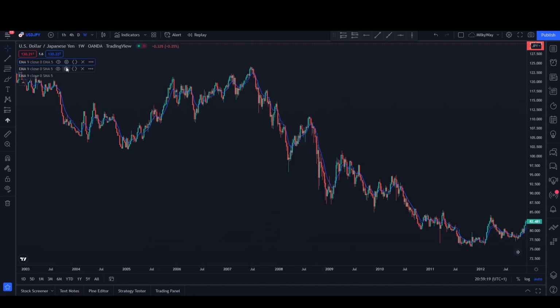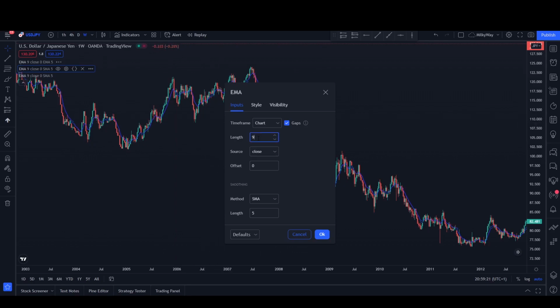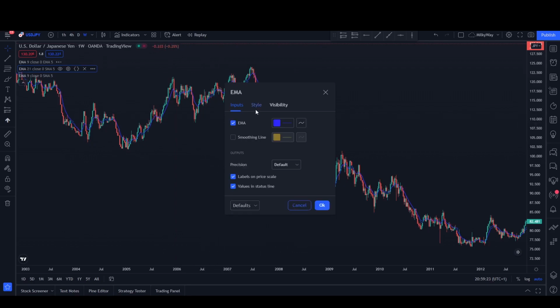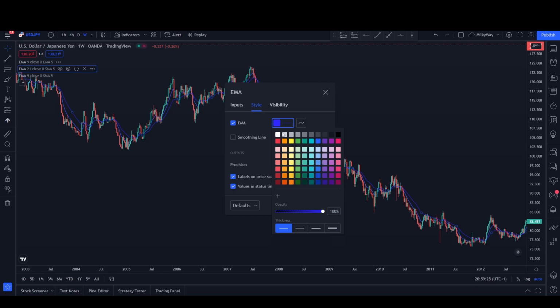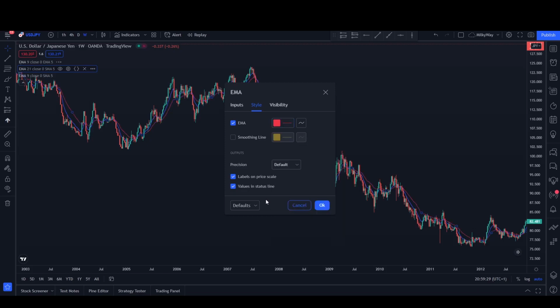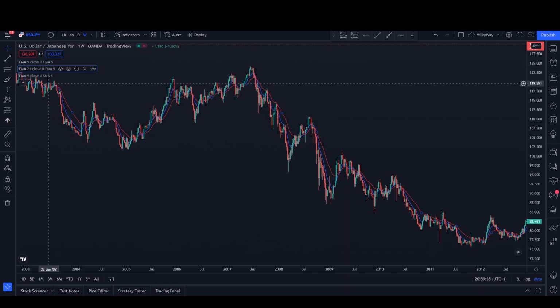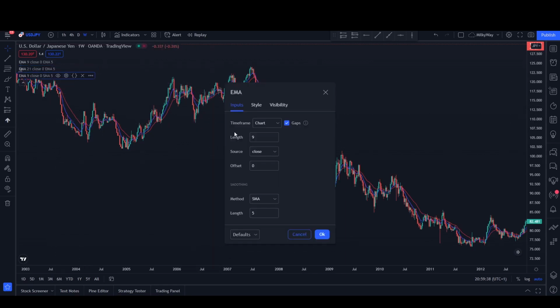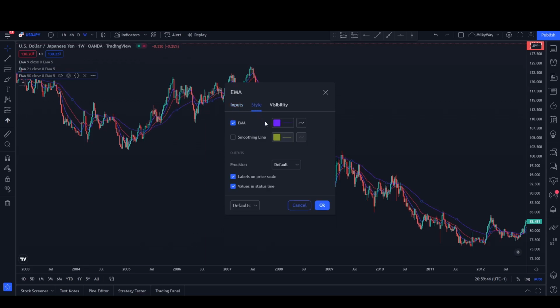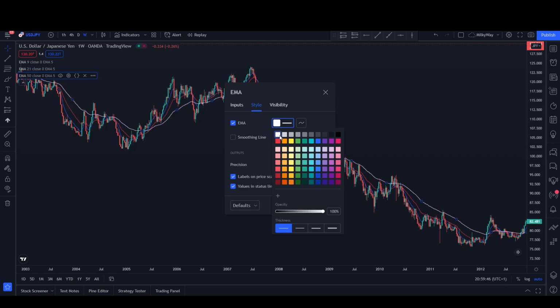For the second EMA, which is the 21, I'm going to change the colors to red and also change the method to EMA. And the final one, which is the 50 EMA, which is the longer period, I'm going to change it to white.